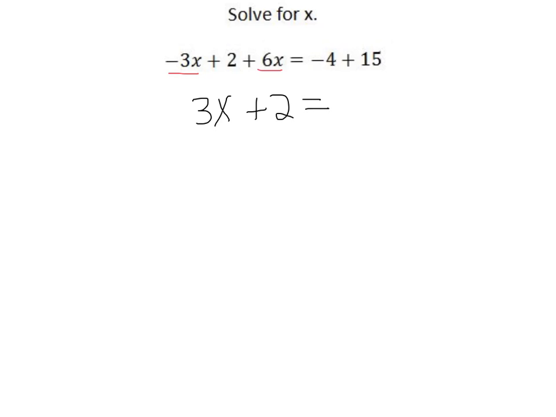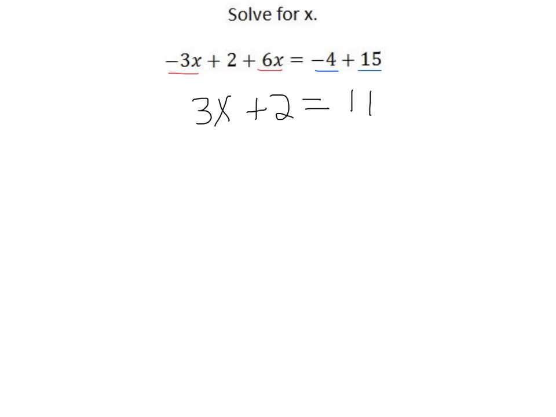On the right side, we also have like terms. Negative 4 and plus 15 are both constants, so we can combine them together, and 15 minus 4 is 11. At this point in time, we've simplified both the left side by combining like terms and the right side by combining like terms, and we're ready to start to solve this equation.